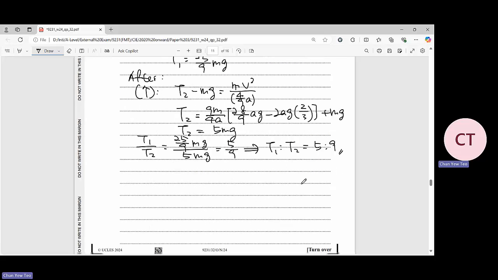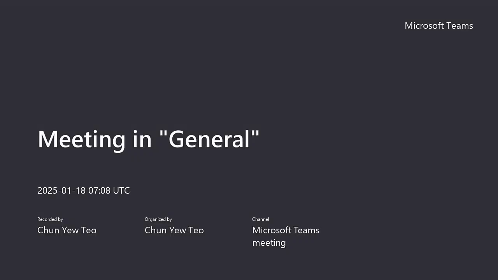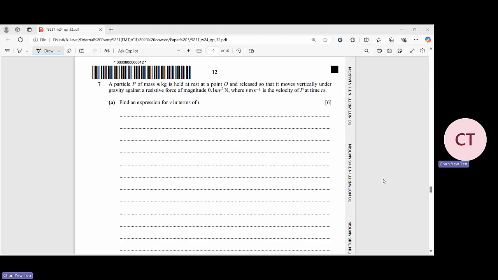And moving on, we have question number 7. The particle of mass m kg is held at rest at the point O and released so that it moves vertically under gravity against a resistance force of magnitude 0.1 mv squared, where v meters per second is the velocity of P at time t seconds. Express v in terms of t.